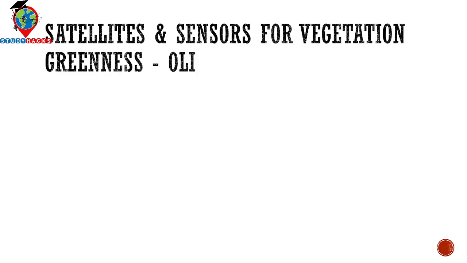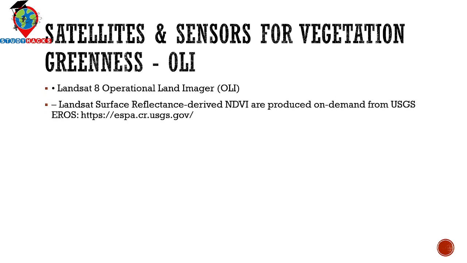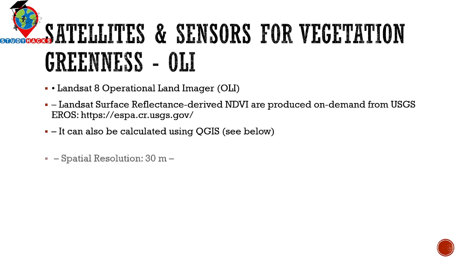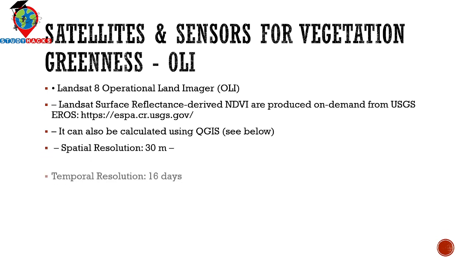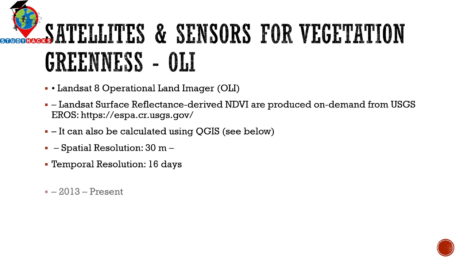So now we talk about the OLI, basically the Operational Land Imager. NDVI products are produced on demand from USGS. It can also be calculated using QGIS, Google Earth Engine, or other tools. Spatial resolution is 30 meter, temporal resolution is 16 days, and it's available from 2013 to present, with global coverage.